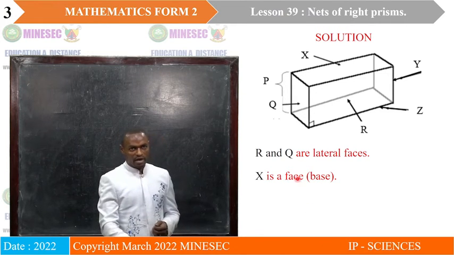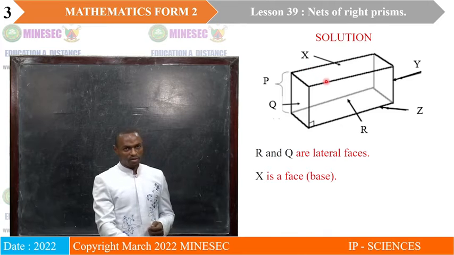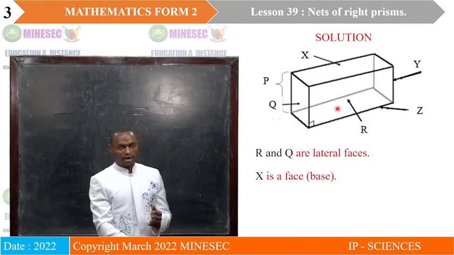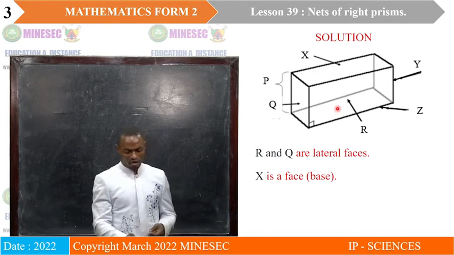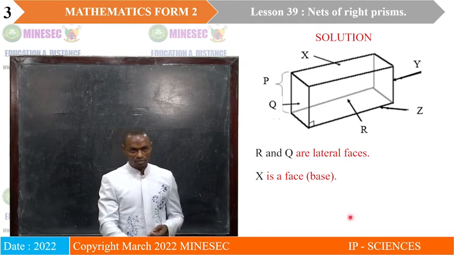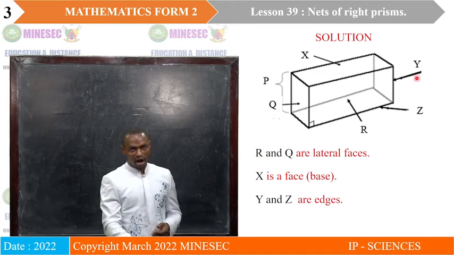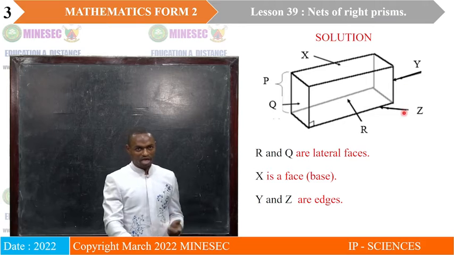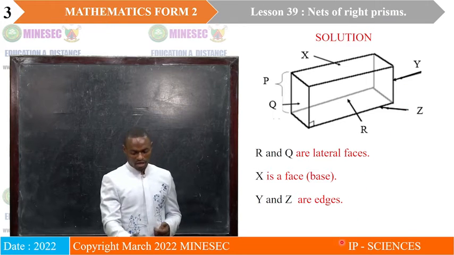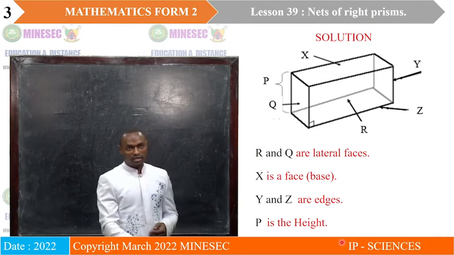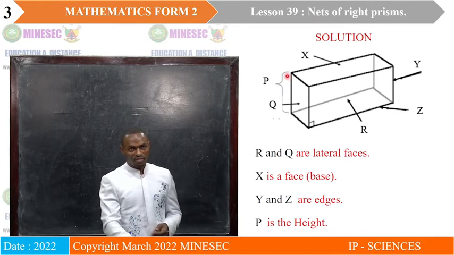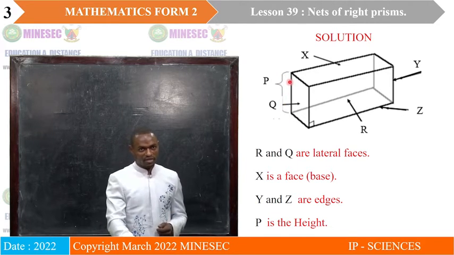X, this is where X is. X is a base face because this cuboid can be turned so that X should lie on the floor. Y and Z are sides, or we call them edges. P is showing a perpendicular height. This is the height. We also call it an altitude.